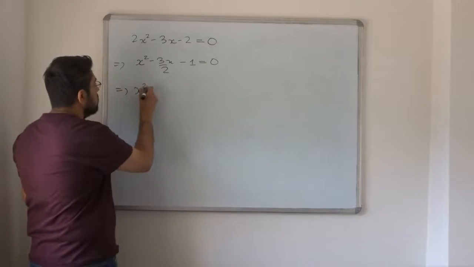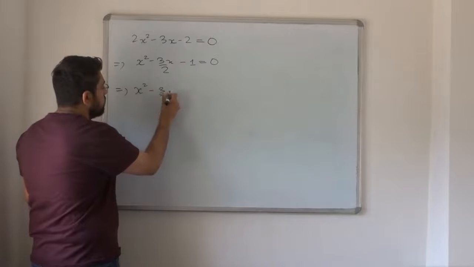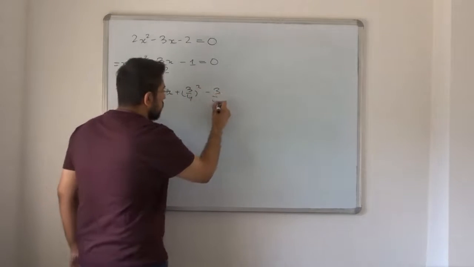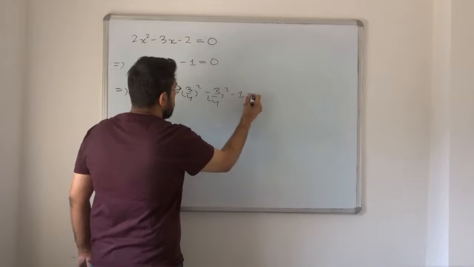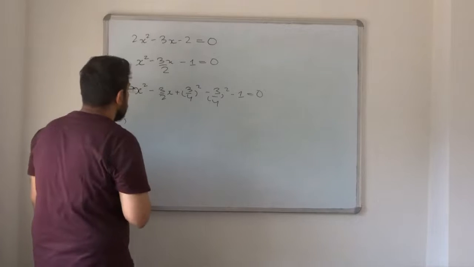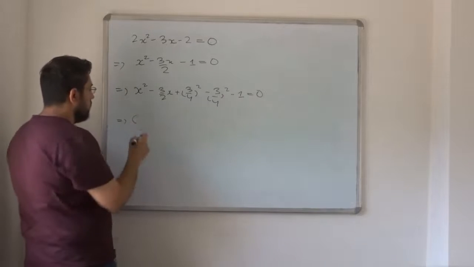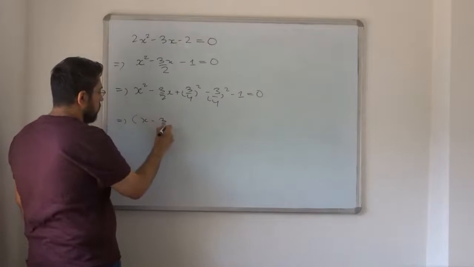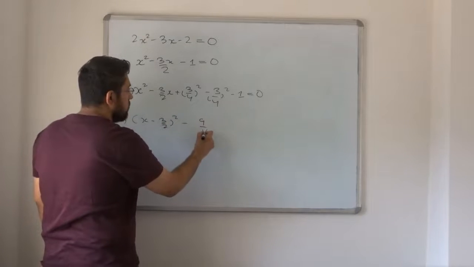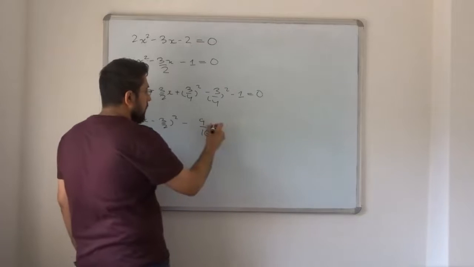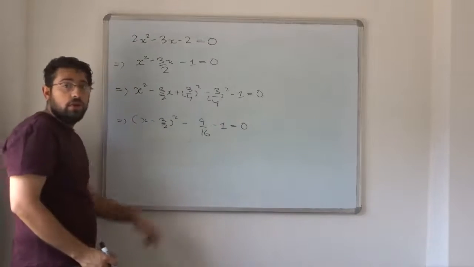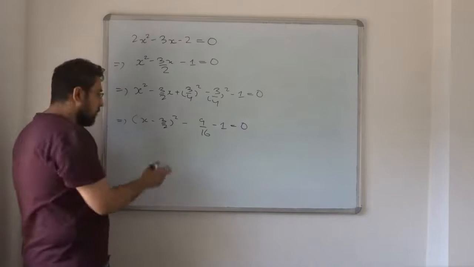So then this is what you get: x minus 3 by 4 squared, minus 3 by 4 squared. Now what is the next step? Because there's a negative here, you're going to get 3 by 2 squared, which gives you 9 upon 16, minus 1 equals 0. I'm sure you understood how you got 9 upon 16.